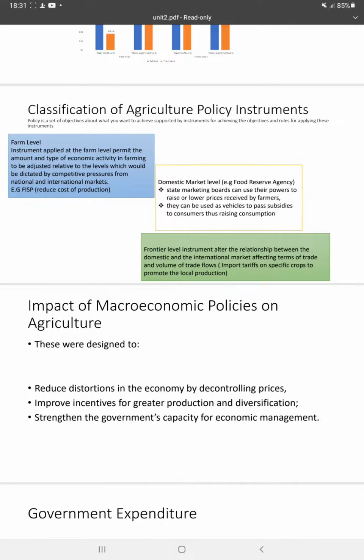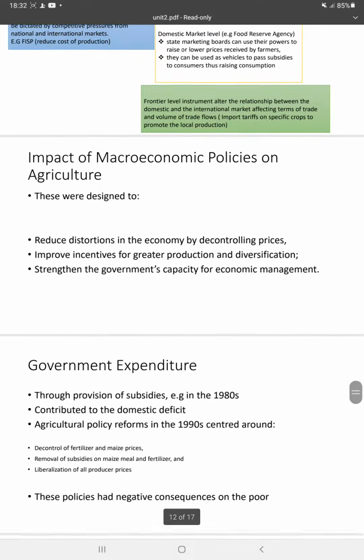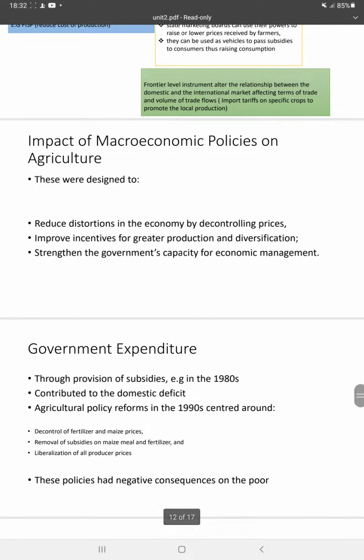marketing boards can use their powers to raise or lower prices received by farmers. This is domestic market level. And they can be used as a vehicle to pass subsidies to consumers, thus raising consumption. Okay. Then the frontier level instrument will alter the relationship between the domestic and the international market, affecting the terms of trade and the volume of trade flows. That is to say, import tariffs on specific crops to promote local production.